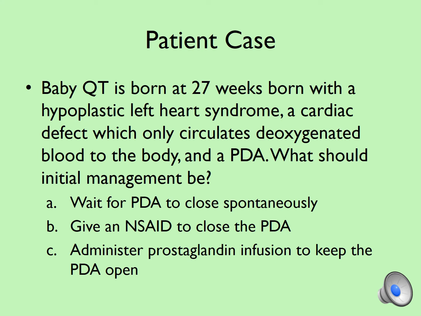So we'll stop here for a patient case. Baby QT is born at 27 weeks with hypoplastic left heart syndrome and a PDA. And just as a reminder, hypoplastic left heart syndrome is a cardiac defect in which only deoxygenated blood circulates throughout the body. What should the initial management be?